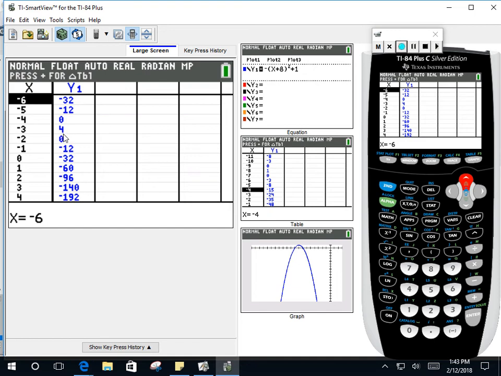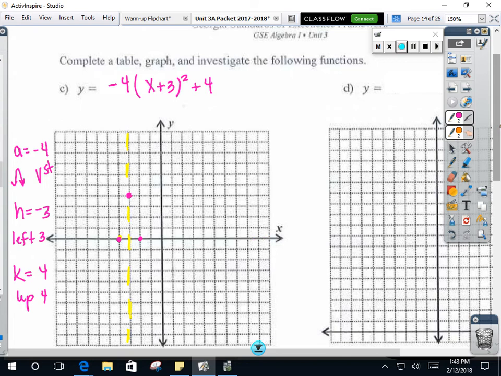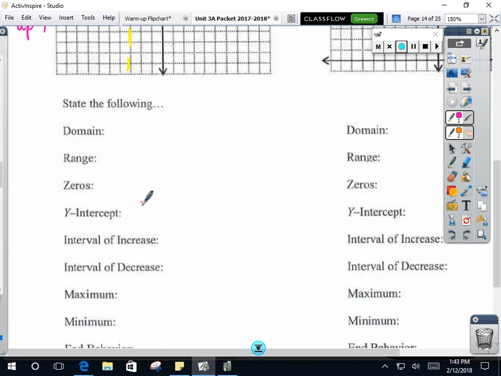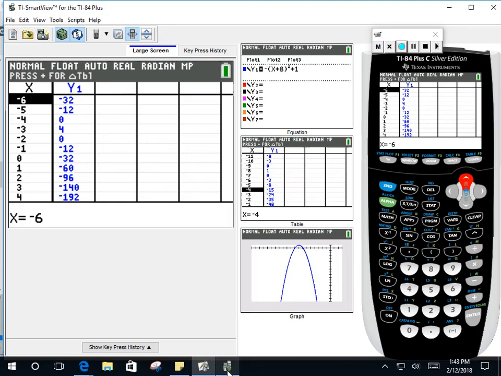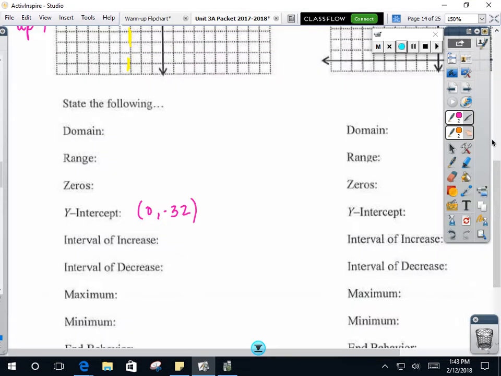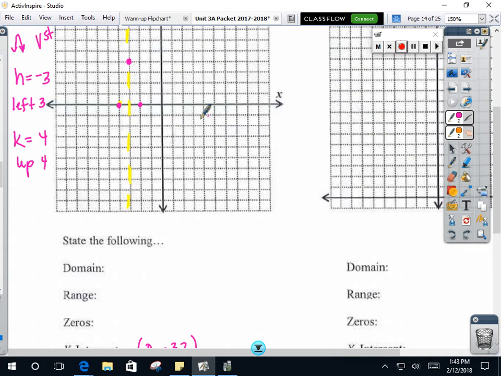What's the y-intercept of this one? Negative 32, so I'm going to go ahead and write that down because it asks about it down here. 0, negative 32. And then I have some other points at -5, -12, and -1, -12, which go off the graph a little, because if you went -5 down 12, it's going to be 2 units off, and -1, -12 will be 2 units off right there. So now graph your parabola.